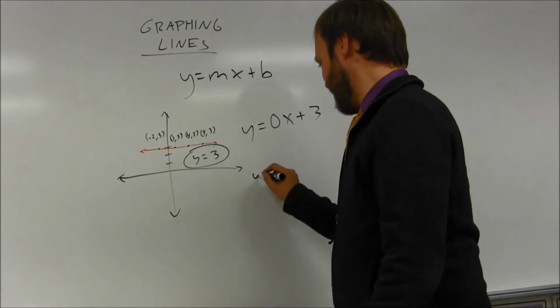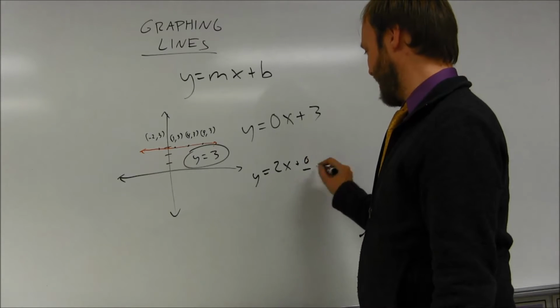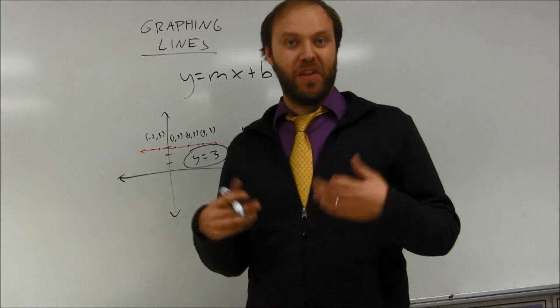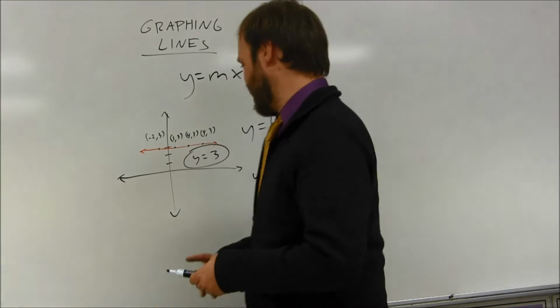Okay, likewise, if you had something like y equals 2x, you don't have a y-intercept added on at the end. That's basically the same thing as a plus 0. So whatever's missing in the equation, that part's going to end up being 0.